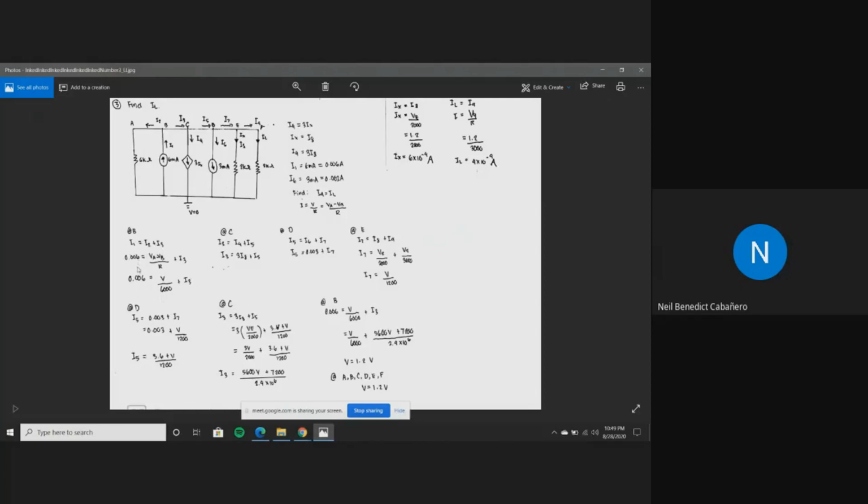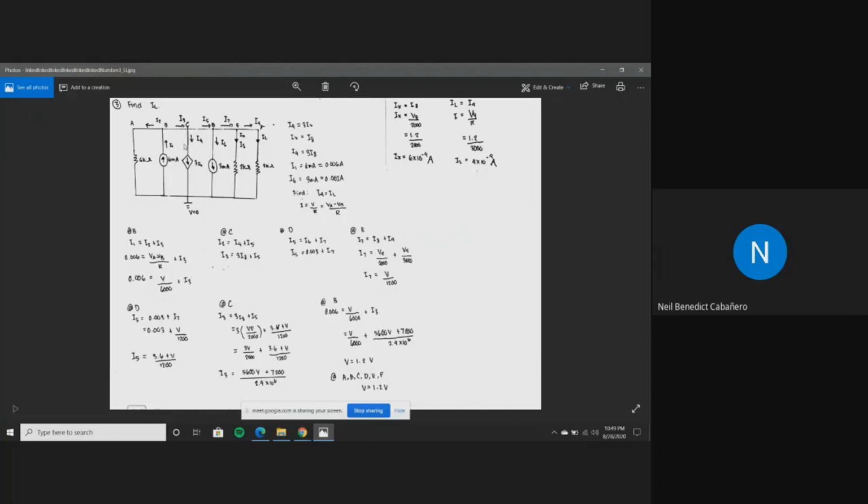So since we have these given values, we just substitute them into the equation at hand. So 0.006 is equal to the potential difference over R, or I2, plus I3. And the potential difference, VA minus VB, is also just a voltage, so we denote it as V. So the final equation is 0.006 is equal to V over 6,000 plus I3. Then we proceed to node C.